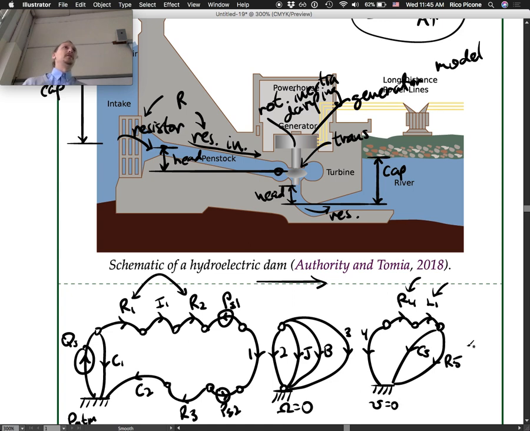Or you could use R5 to model the load, or you could do two separate ones: one to model the slow leakage, another one to model the load. Yeah.